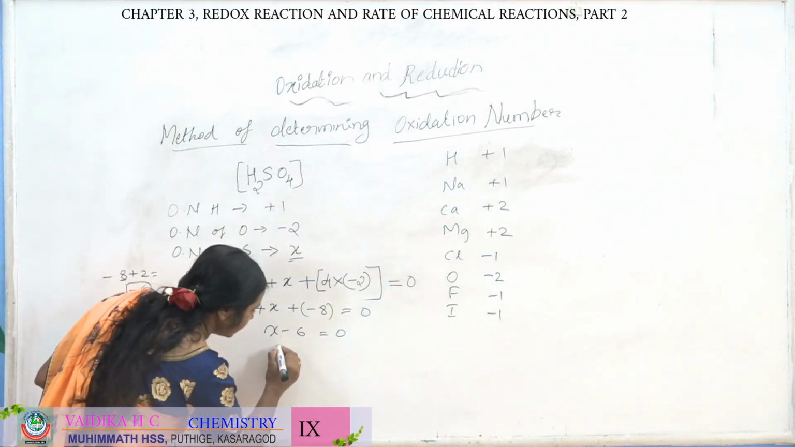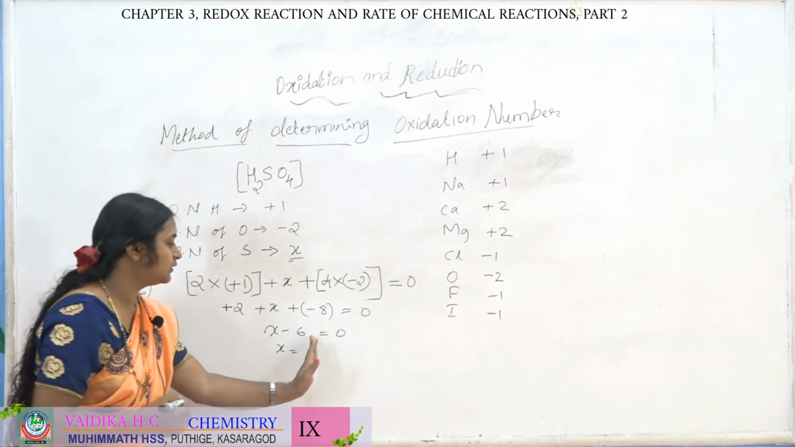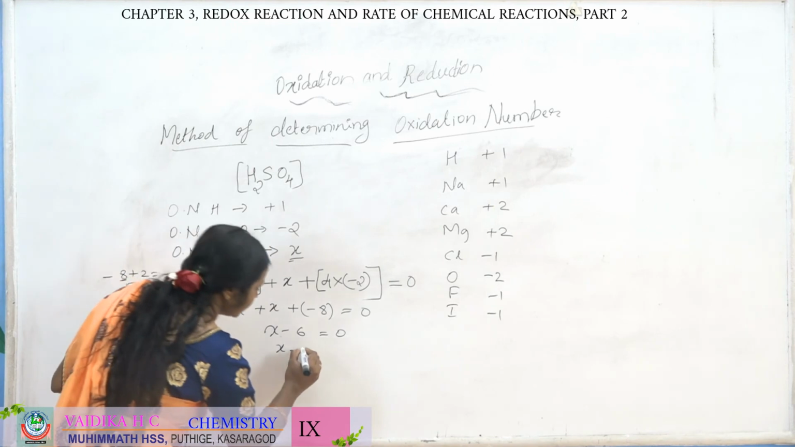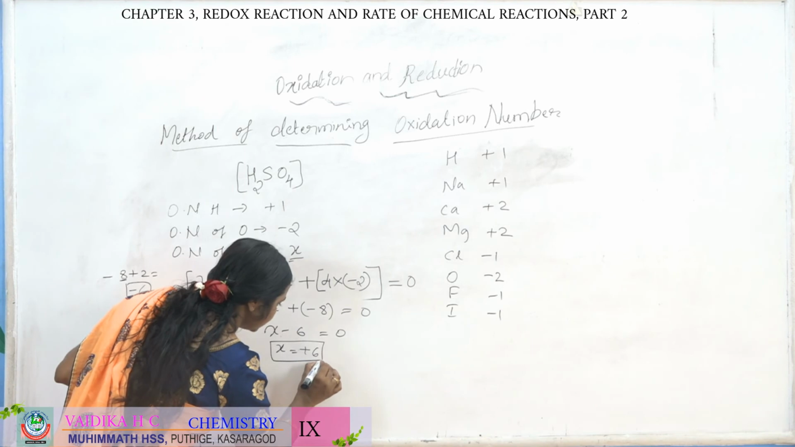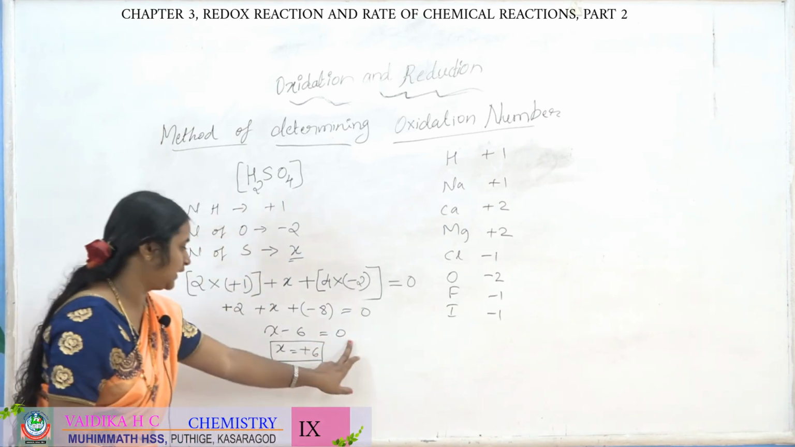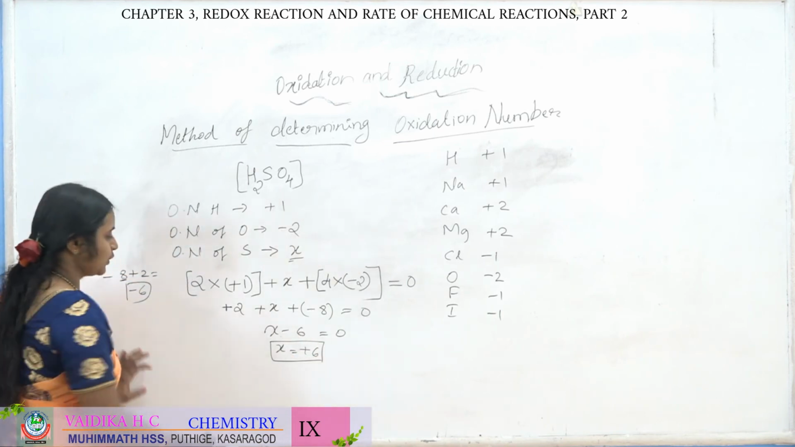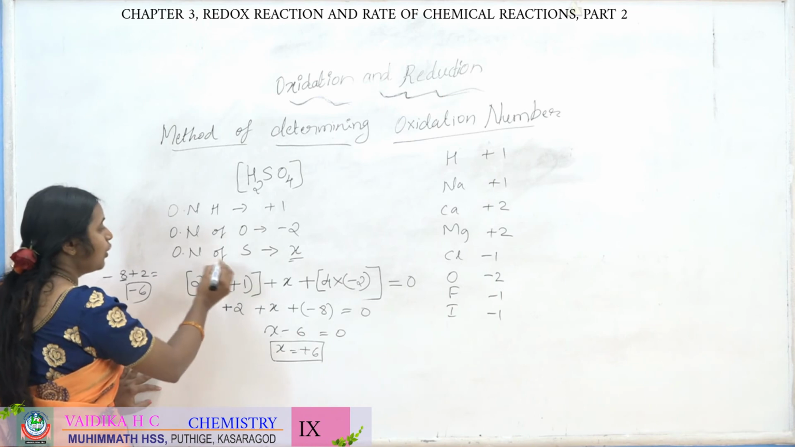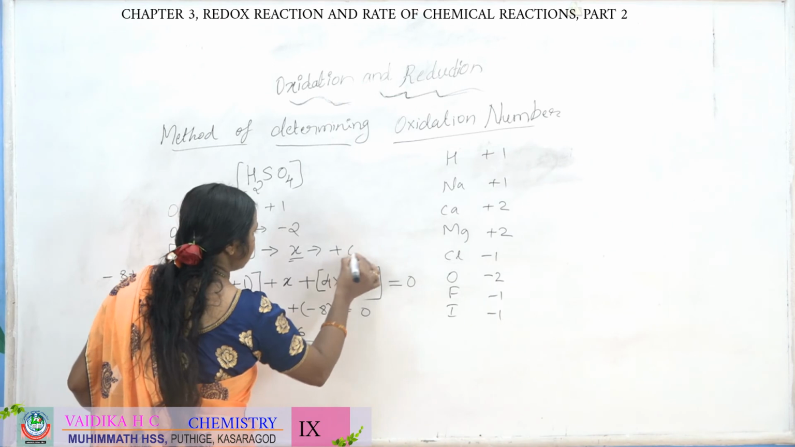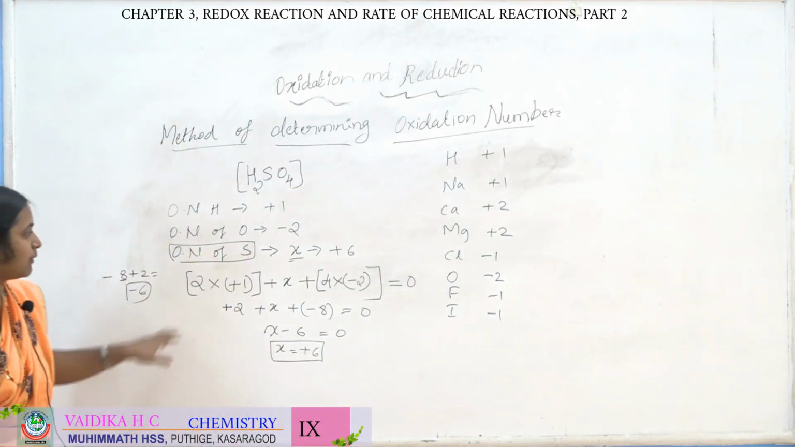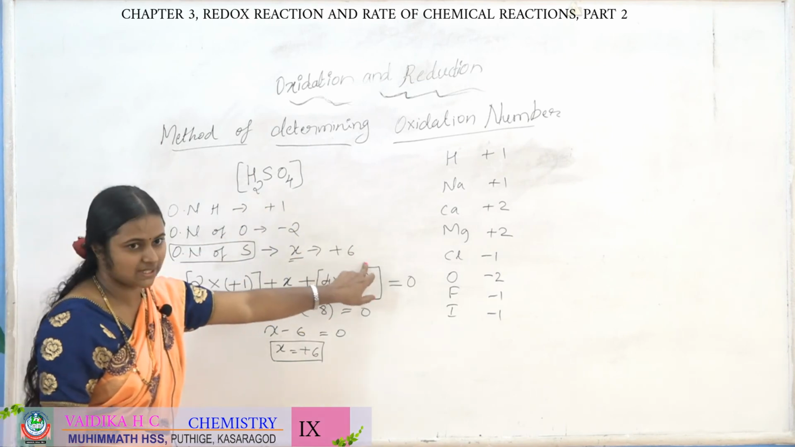So X equal to, taking this 6 from this side to the other side of the equal sign, so from here -6 and this will be +6. So X equal to +6. X means what? The oxidation number of sulfur. So we got it, it is +6. So the oxidation number of sulfur in H2SO4 will be +6.